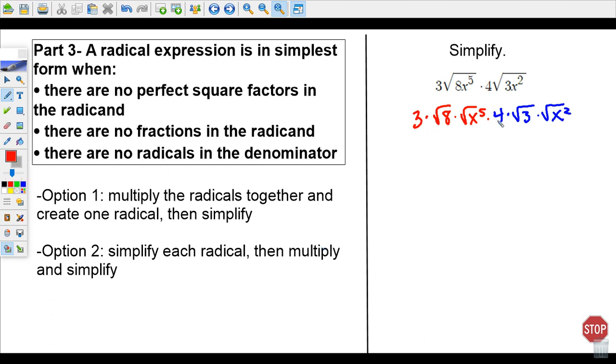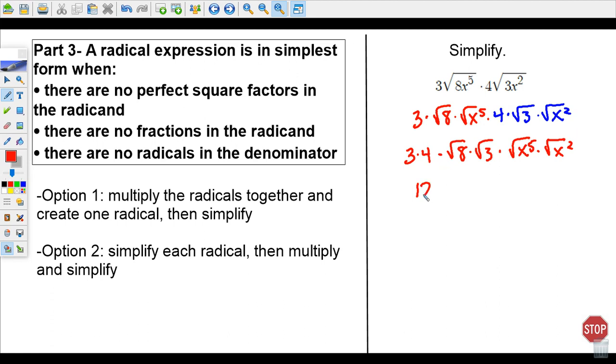So like the 3 and the 4 are outside of the radical. So those things are going to be multiplied together. Then I'm going to look at my radicals. I have a radical here that's just a number, another radical that's just a number, so I'm going to multiply those. Radical 8 times radical 3. Right now I'm just changing the order. And now variables under the radical, I'm going to put those next to each other because I know I can multiply them together.